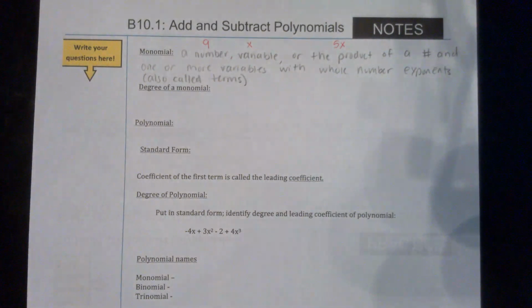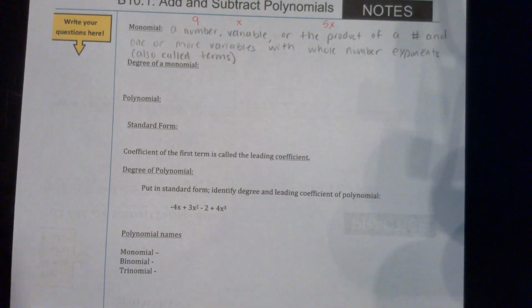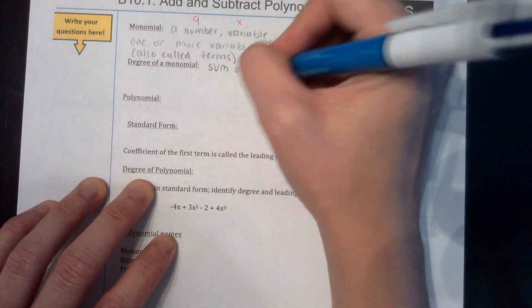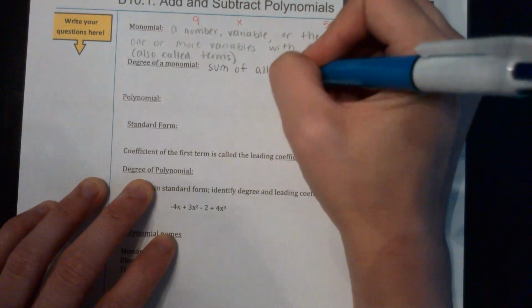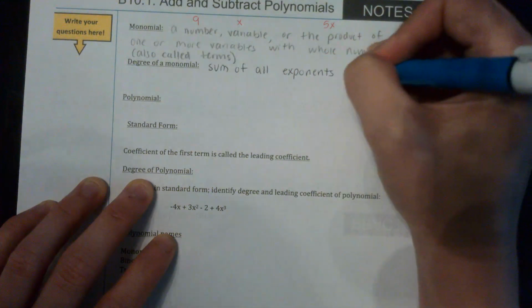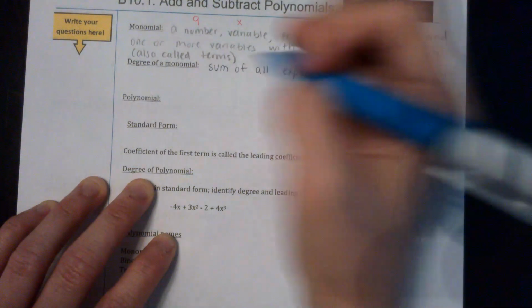Okay, degree of a monomial. So the degree of a monomial is the sum of all exponents of the variables in the monomial.